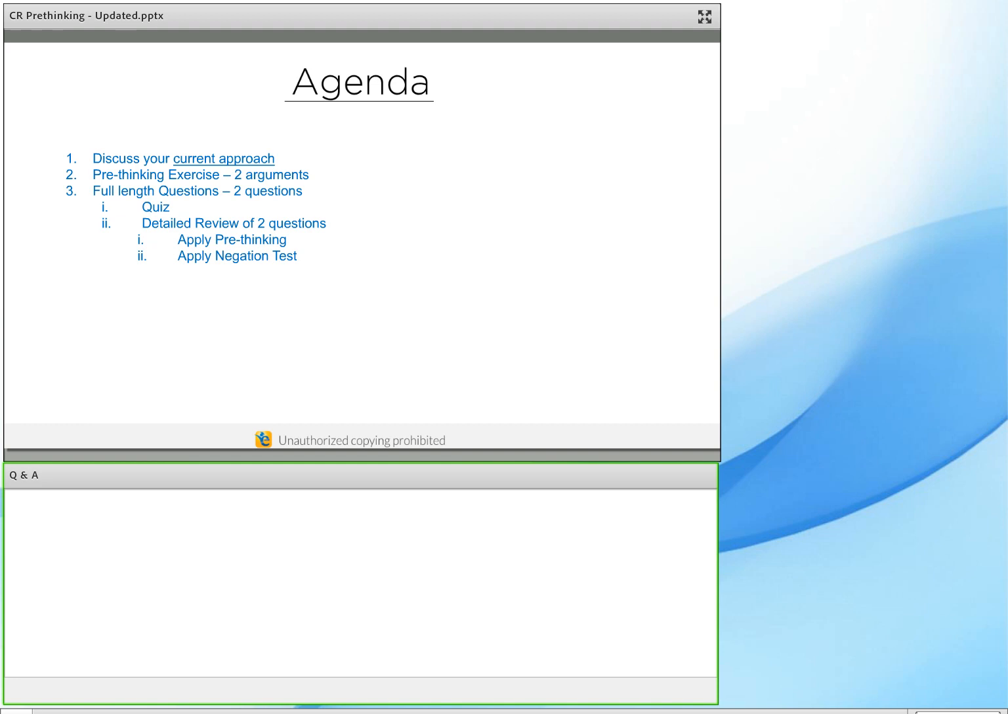And we're going to do them as a quiz. So I'm going to give you the questions first, when you're going to apply the pre-thinking process. And then we're going to apply also the negation test. Why? Because these questions will have answer choices, and applying the negation test will help us understand why a particular answer choice is the correct answer choice.